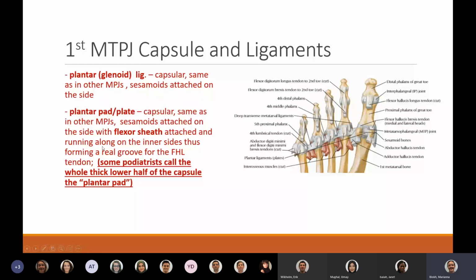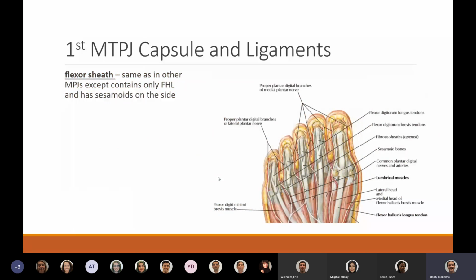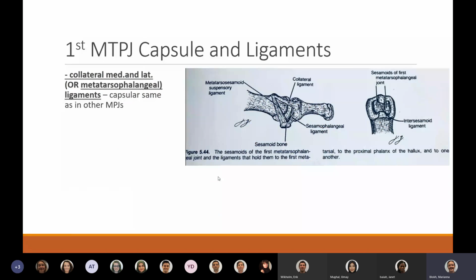Again, plantar glenoid, plantar plate, plantar pad. Basically, it exists at the first metatarsophalangeal joint plantarly as well. Know your flexor sheaths. Collateral ligaments, know each component. They will ask about what the components are.